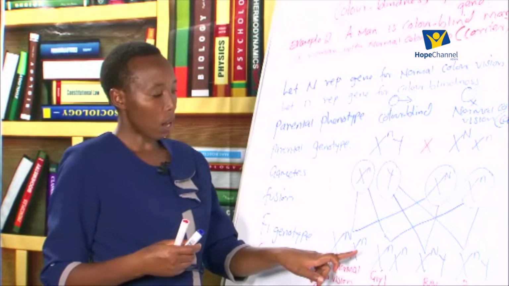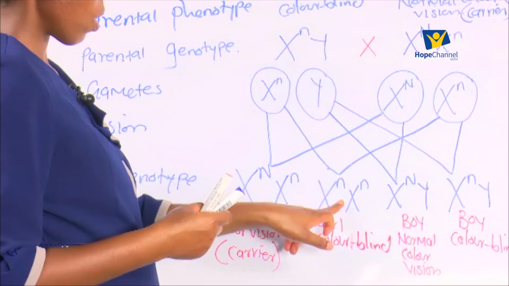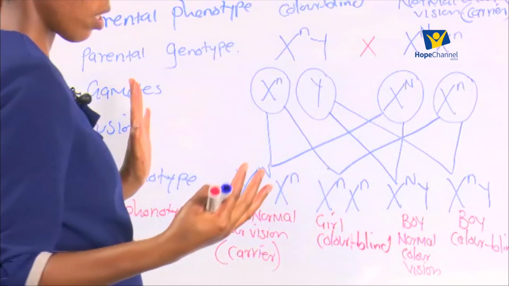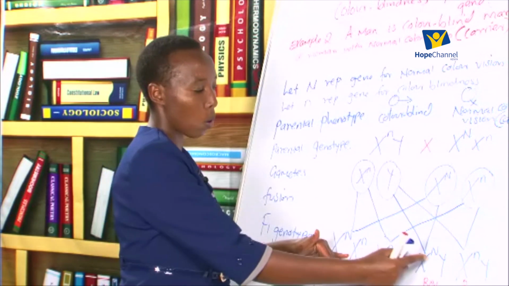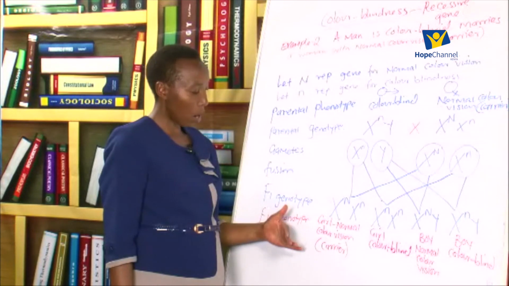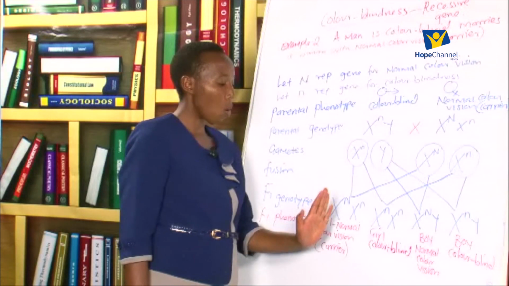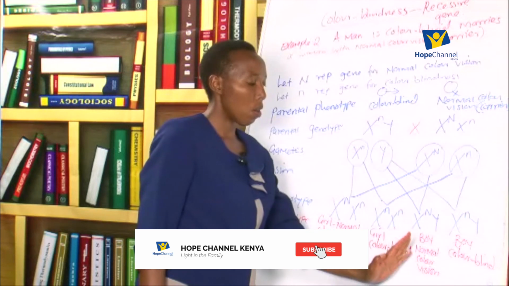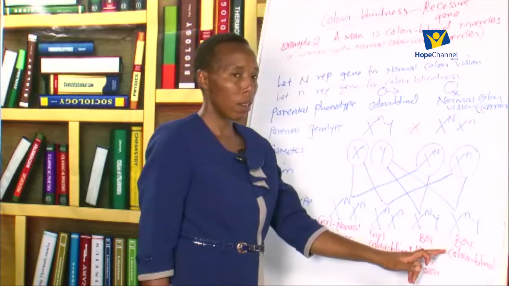Like now, how many genotypes do we have here? It is 1, and then this one is 1, and then this one is 1. It's 1, so there are 4 different genotypes. So the genotypic ratio is 1 of this is to 1, this is to 1, is to 1. Also, if you do the phenotypic ratio, you are going to have 1 normal color vision girl is to ratio 1 colorblind girl is to ratio 1 normal color vision boy is to ratio 1 colorblind boy.